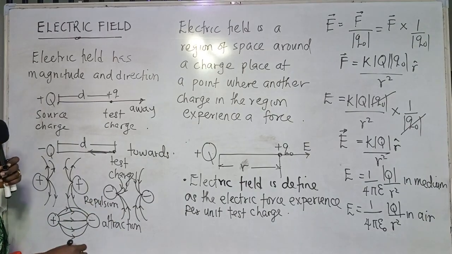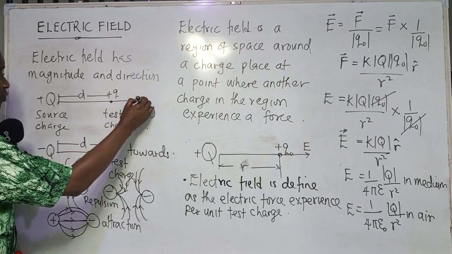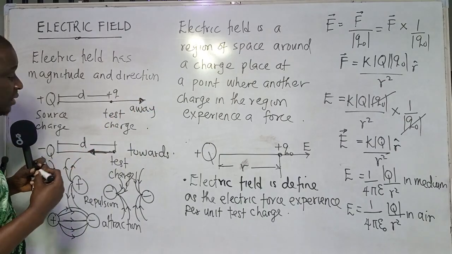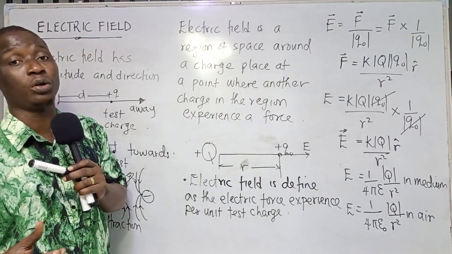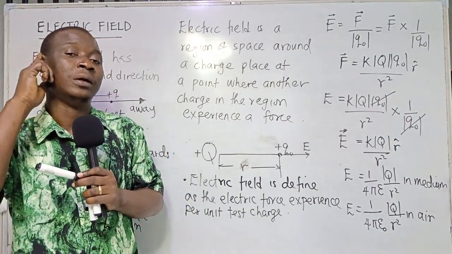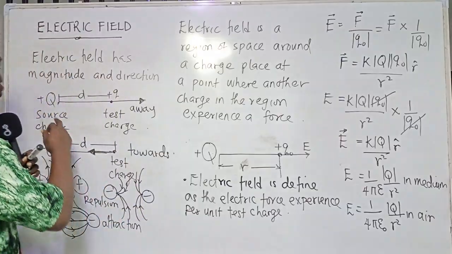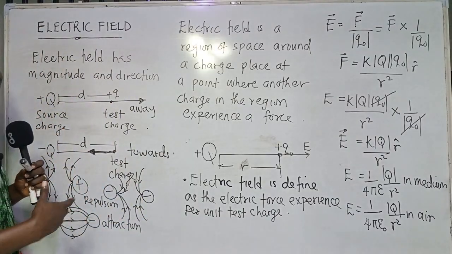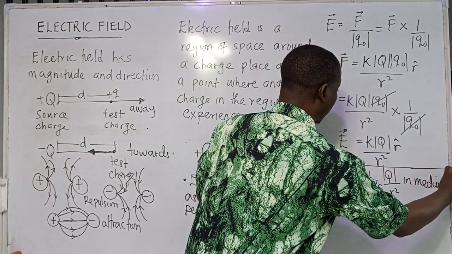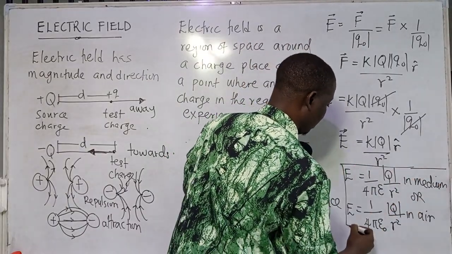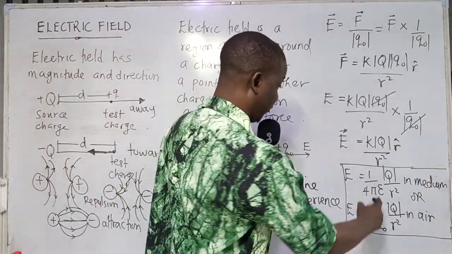So in this case, what we are saying is that the direction of the electric field is away from the positive charge and towards the negative charge. It basically instructs us that the direction of electric field depends on the polarity of the source charge. Another thing, to calculate magnitude, you use this one depending on the condition, or you use this. So to calculate magnitude, if it's in air, use the second one. If it's in a medium, use the first one.